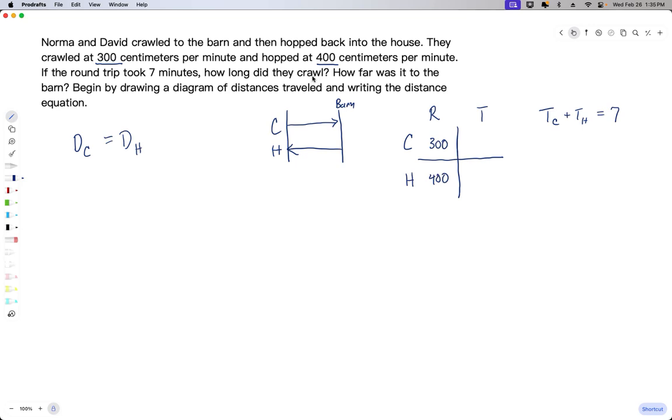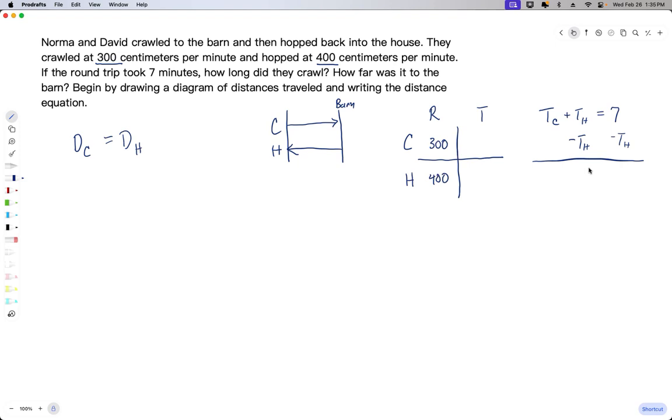How long did they crawl, and how far was it to the barn? So this is this. That's all we have. And we have their rate. That's all we have to work from. And we have a total amount of time. We're going to do the same thing we did before and create a substitution value by breaking the total up by subtracting one of the components.